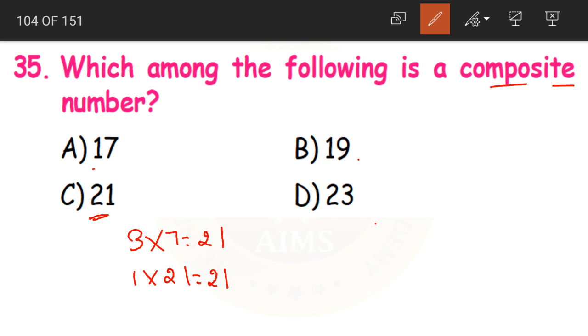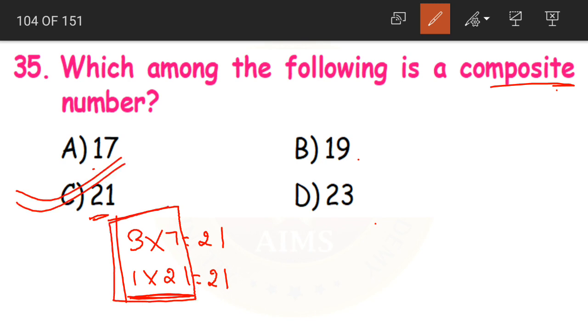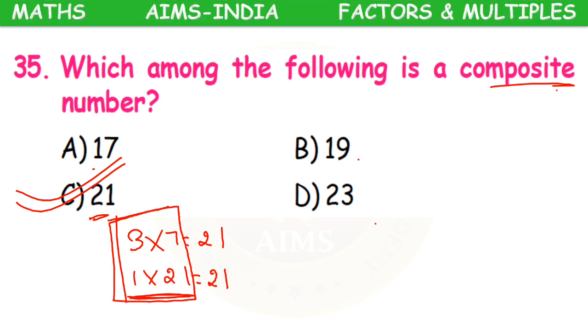What is a composite number? A composite number has more than 2 factors. Here 21 has 4 factors. So 21 is our composite number. Understood, children? Even though it is an odd number, it is not necessary that it should be a prime number. Even though it is an odd number, it can be composite as well.